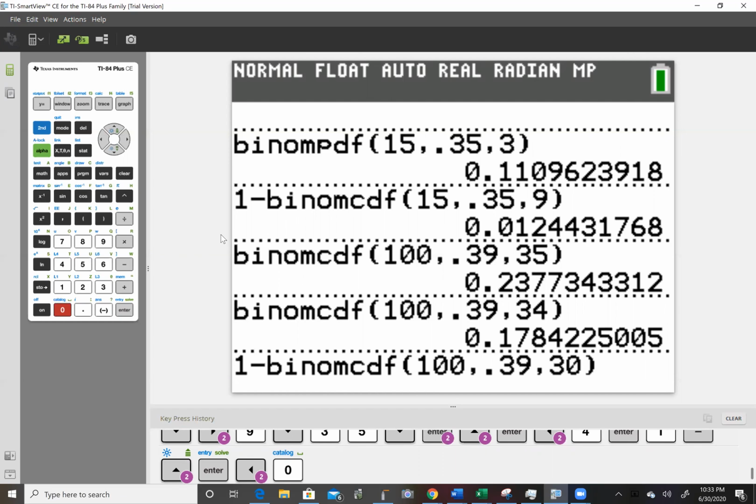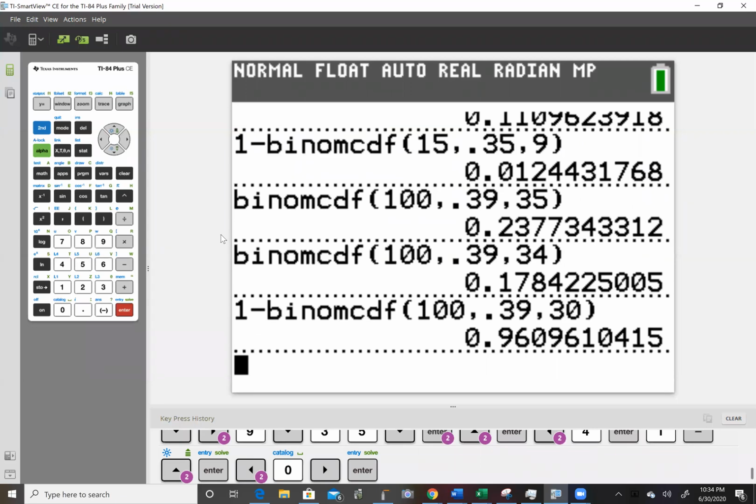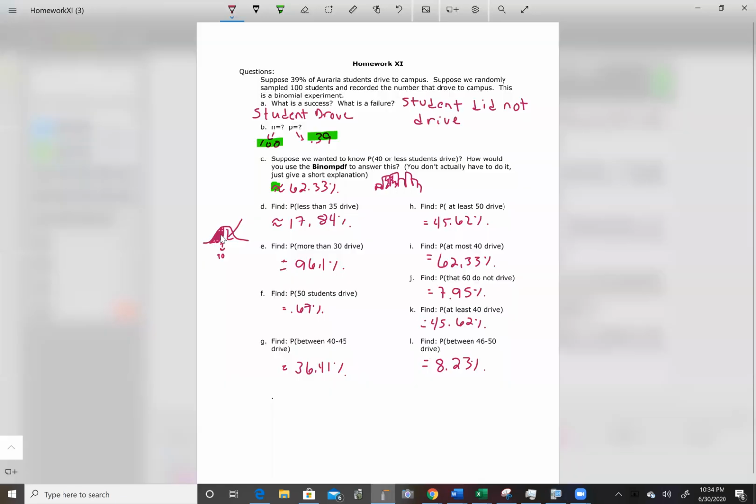So I'm looking for more than 30. So I'm going to leave 30 there because that's what I want to subtract out. So hopefully, fingers crossed, this gives us the same answer. 96%. Perfect. Same answer. Okay.